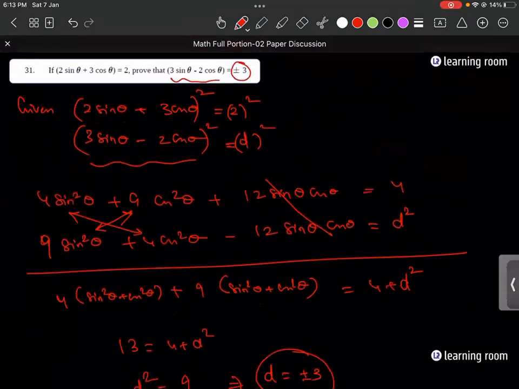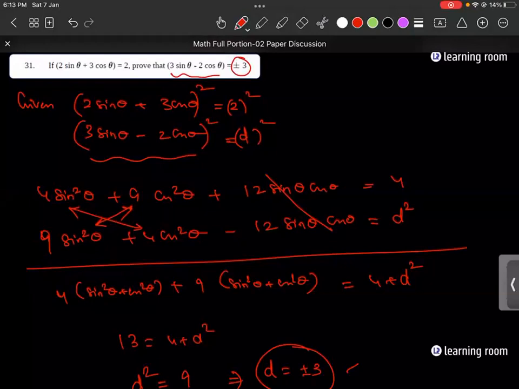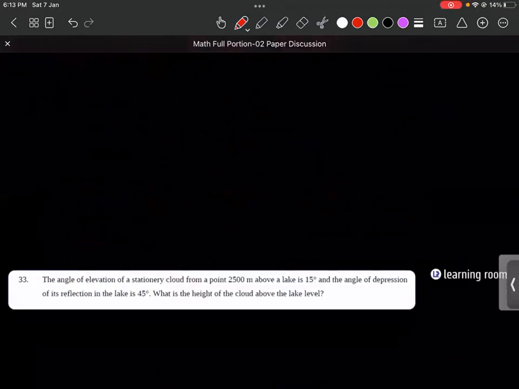So d is equal to plus or minus root 3. Am I clear, guys? So this is what they asked, no? Right? So I hope everyone did this problem.